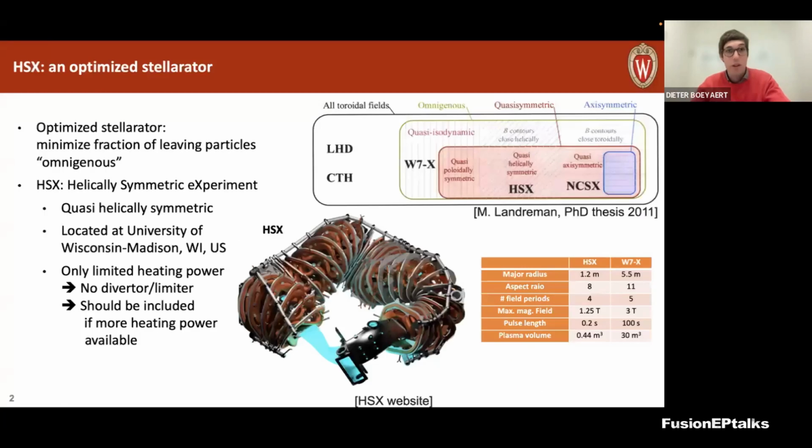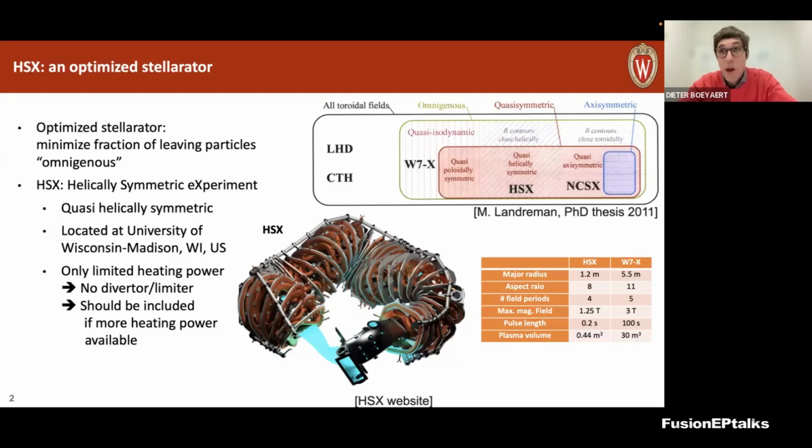So when we look at HSX, what is HSX? HSX is an optimized stellarator. And for people who are not that familiar with stellarators, the question is then, what do you mean by an optimized stellarator? With an optimized stellarator, we normally mean that we minimize basically the fraction of plasma particles which can escape from the confined plasma. And that we can do in different ways.